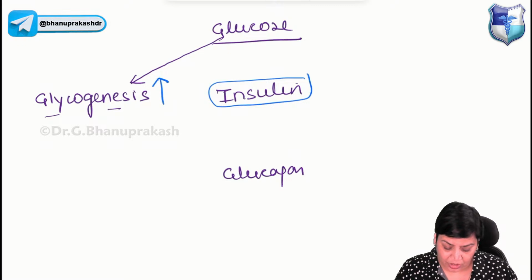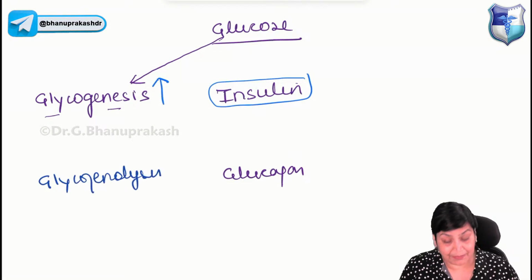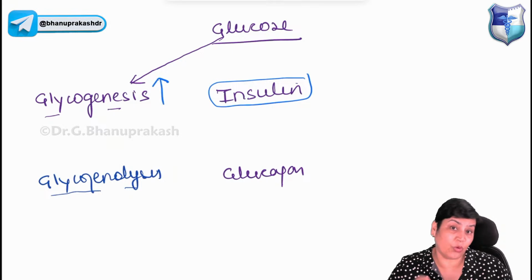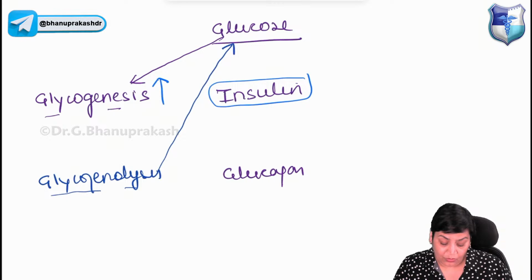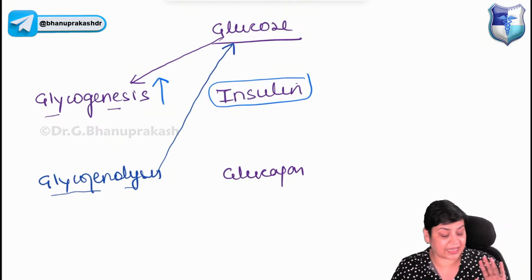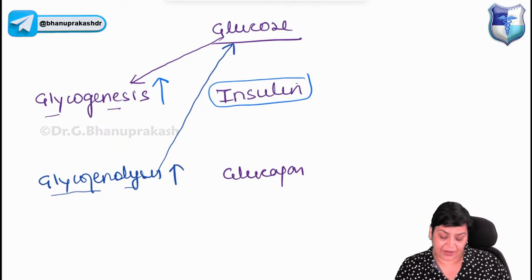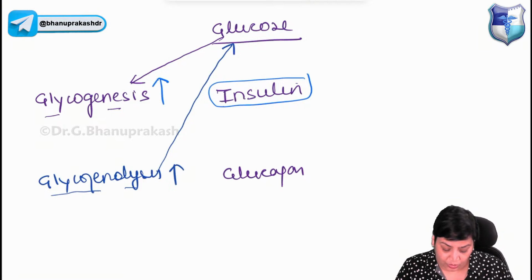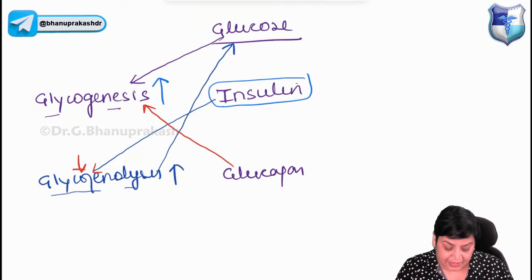Then if I talk about the second process, glycogenolysis, I'll write it here. Here what is happening is glycogen is being broken down to form glucose. Now what role will insulin play? Insulin is just acting as an anabolic hormone. This is a catabolic process. So this will be accelerated by glucagon. And insulin is going to inhibit glycogenolysis. Similarly, glucagon is going to inhibit glycogenesis.